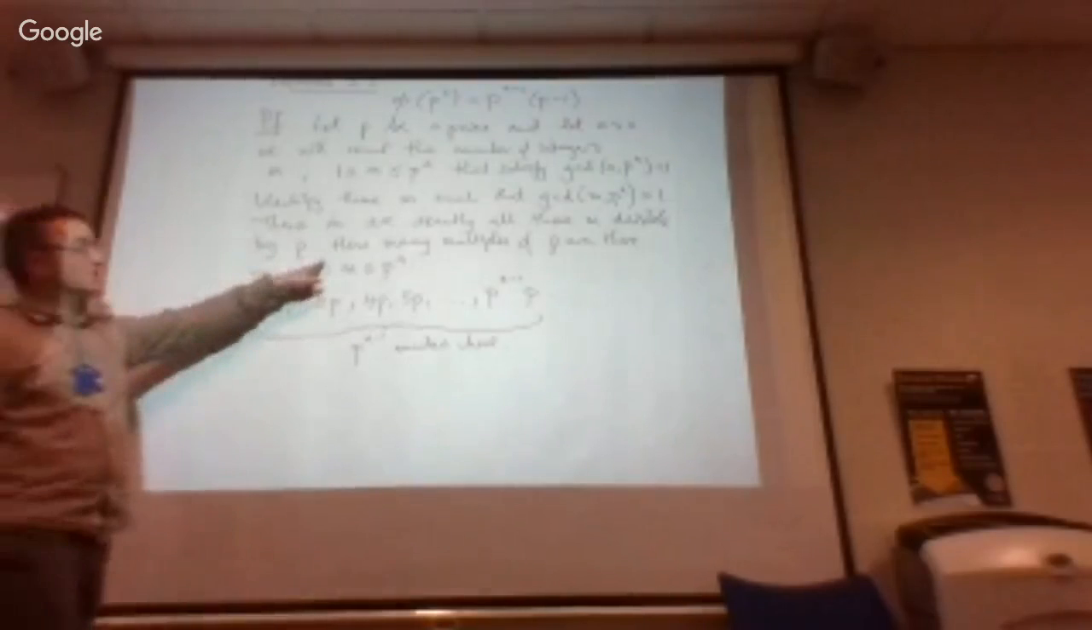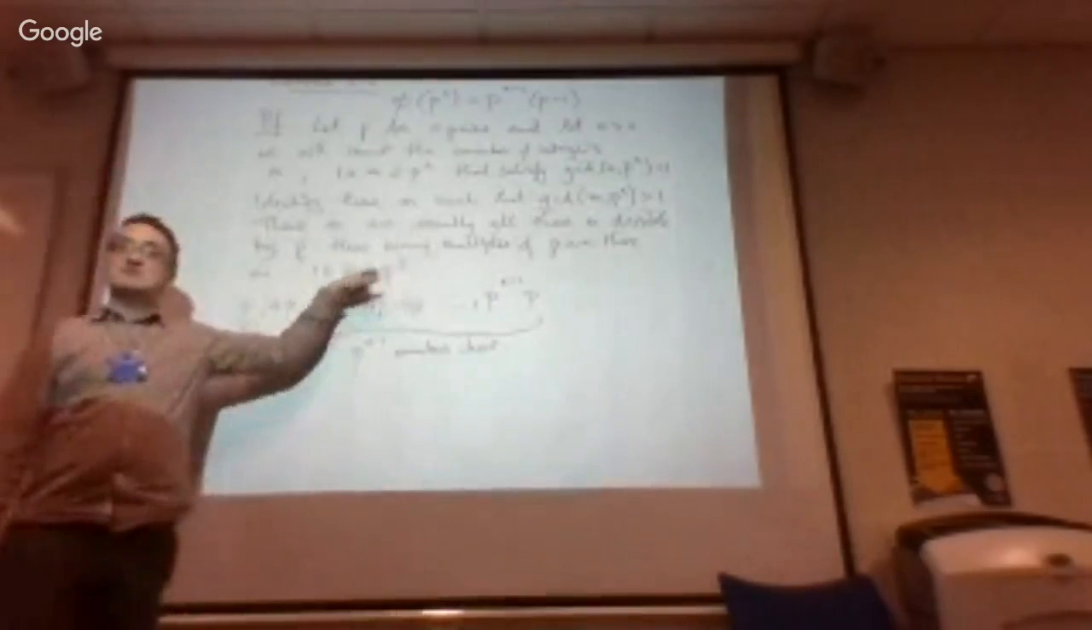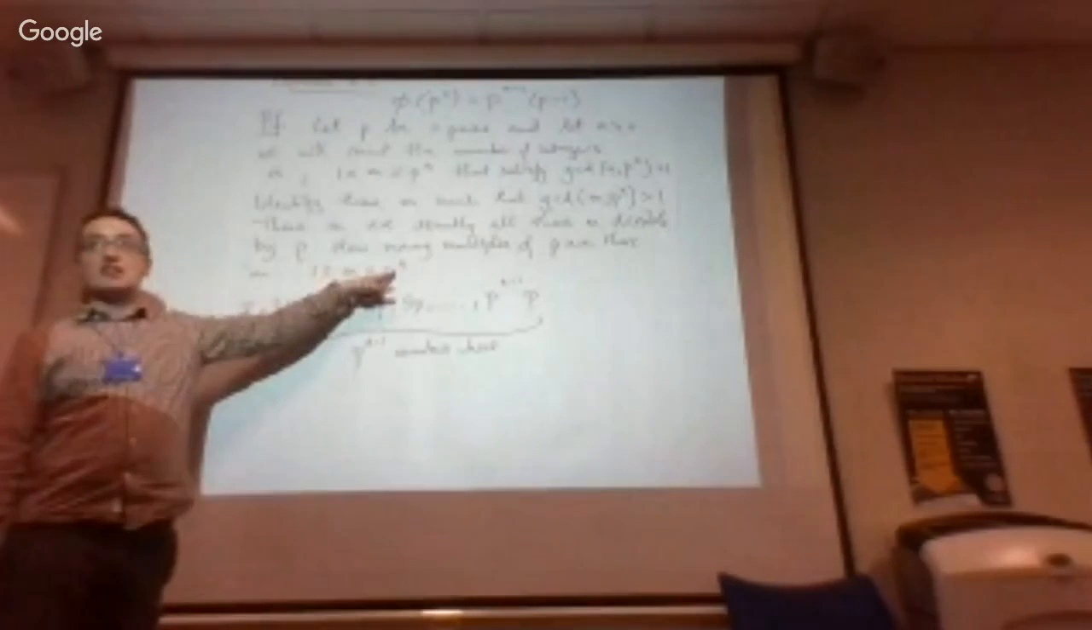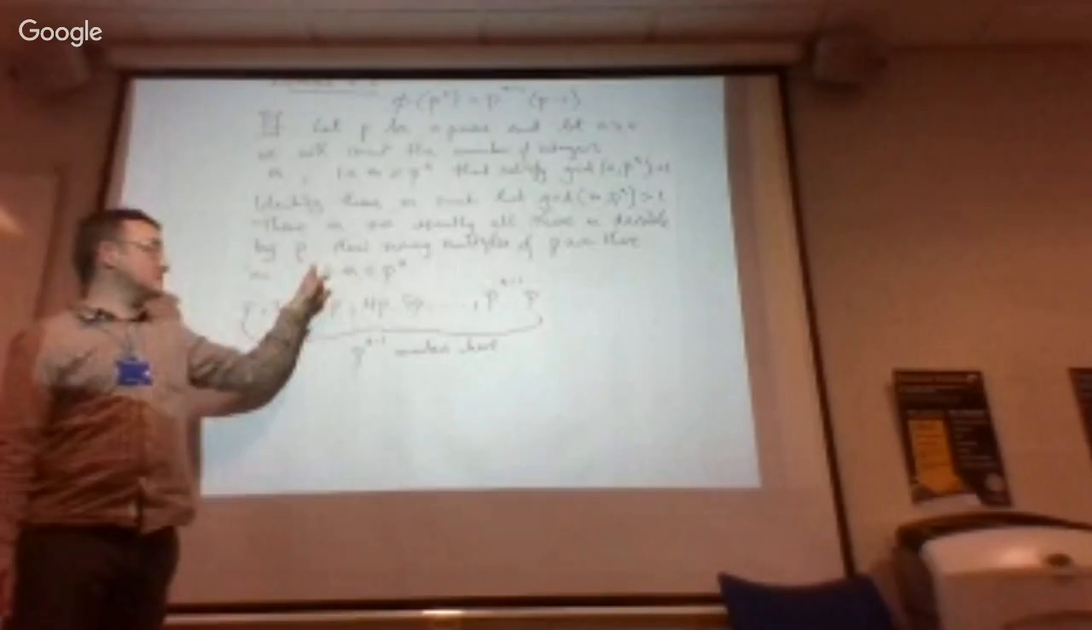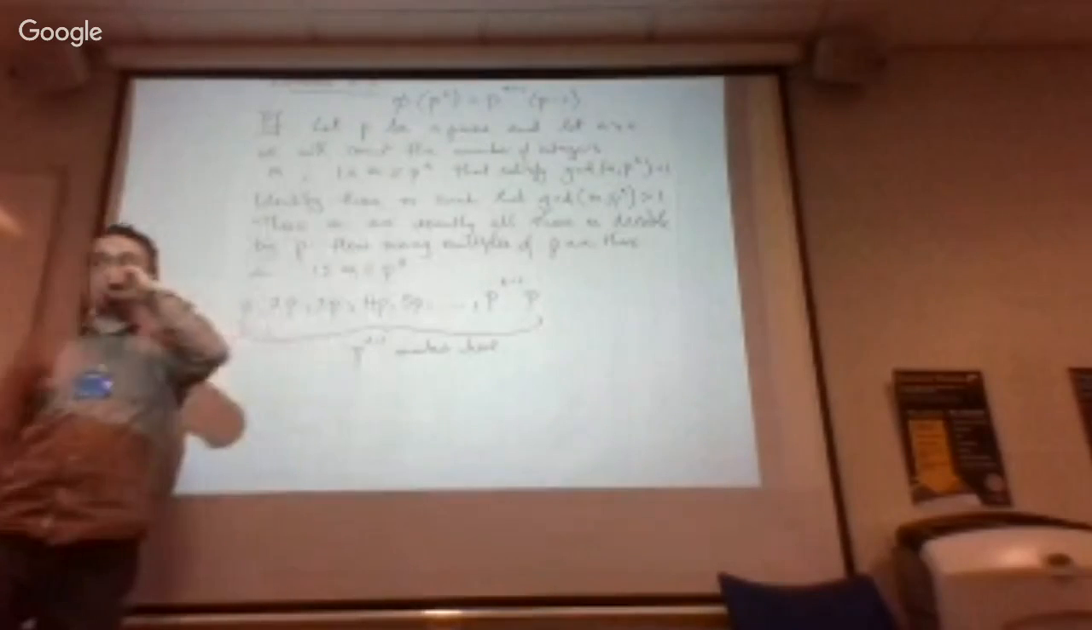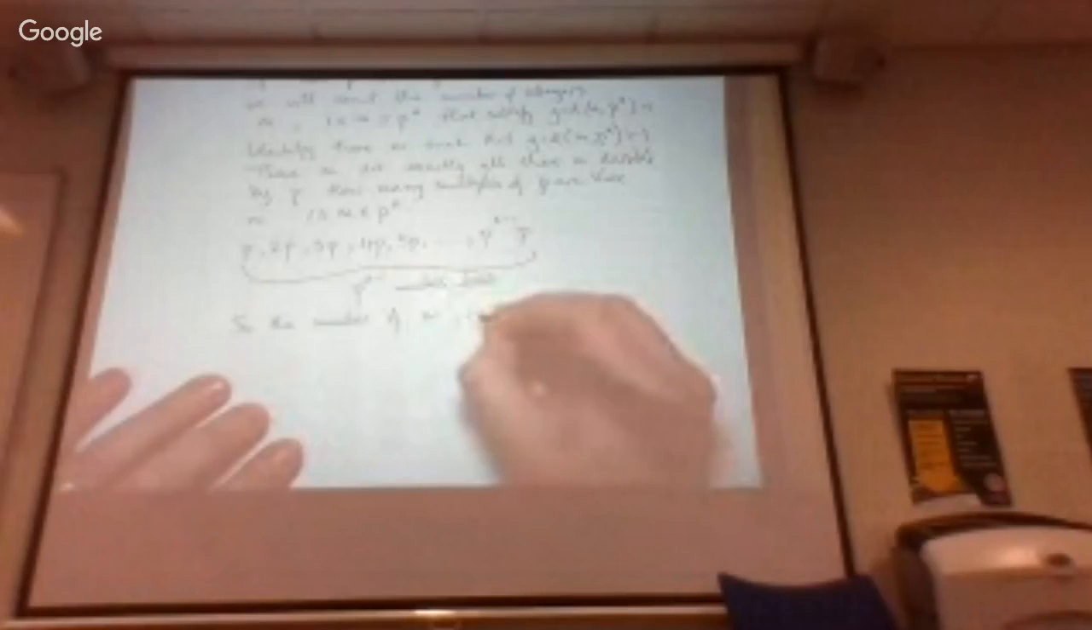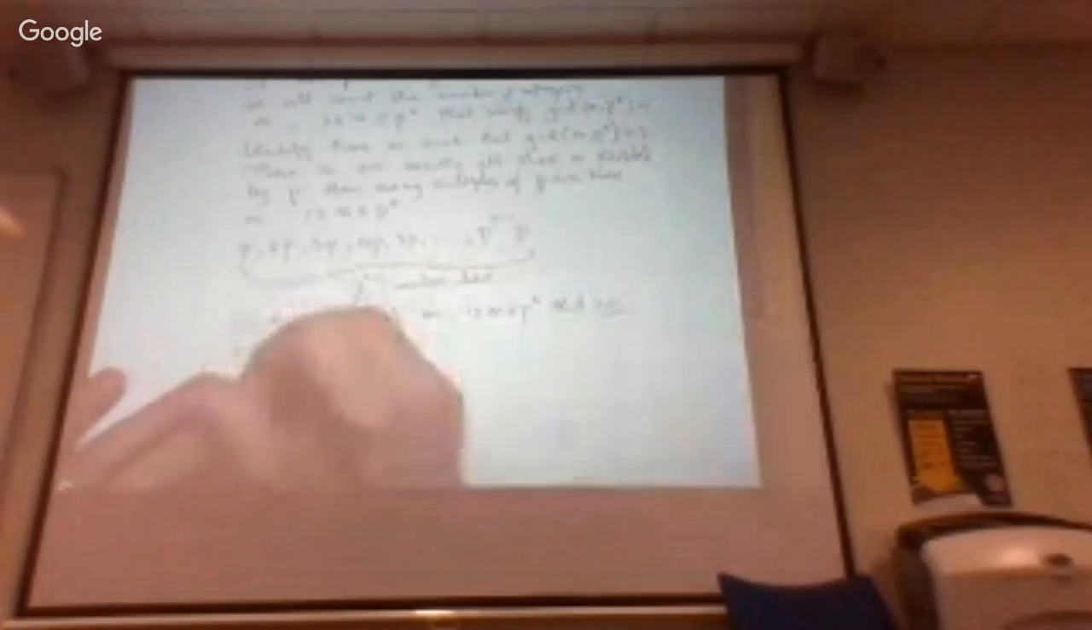So how many numbers were we considering originally? We were considering all the numbers in this range, and there's p to the a of them. Okay. The number of m satisfying 1 less than or equal to m less than or equal to p to the a that are coprime to p.